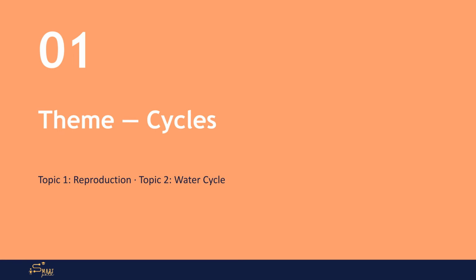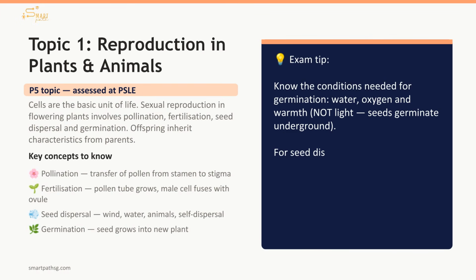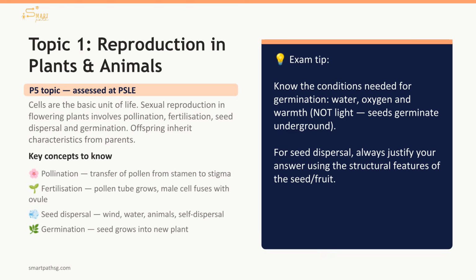Let's start with the cycles theme. 2 key topics here: reproduction in plants and animals, and the water cycle with states of matter. Reproduction covers the full life cycle of flowering plants, from pollination through to germination. Don't confuse pollination, transfer of pollen, with fertilization, fusion of cells.